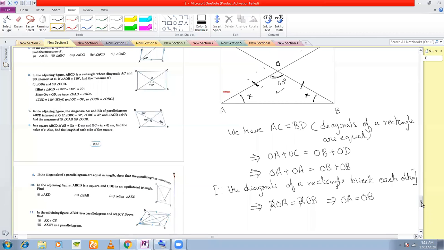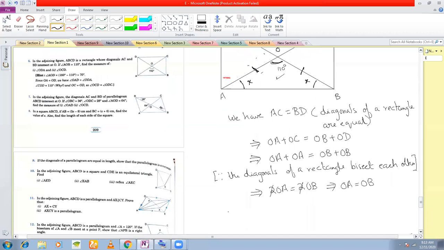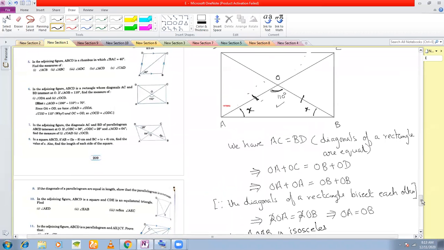Then we'll see what happens. We can find out x. So we'll first write, therefore, triangle OAB is isosceles. Therefore, what angles are equal? These two angles are equal. Angle OAB, the angle that I've taken as x, angle OAB is equal to angle OBA.